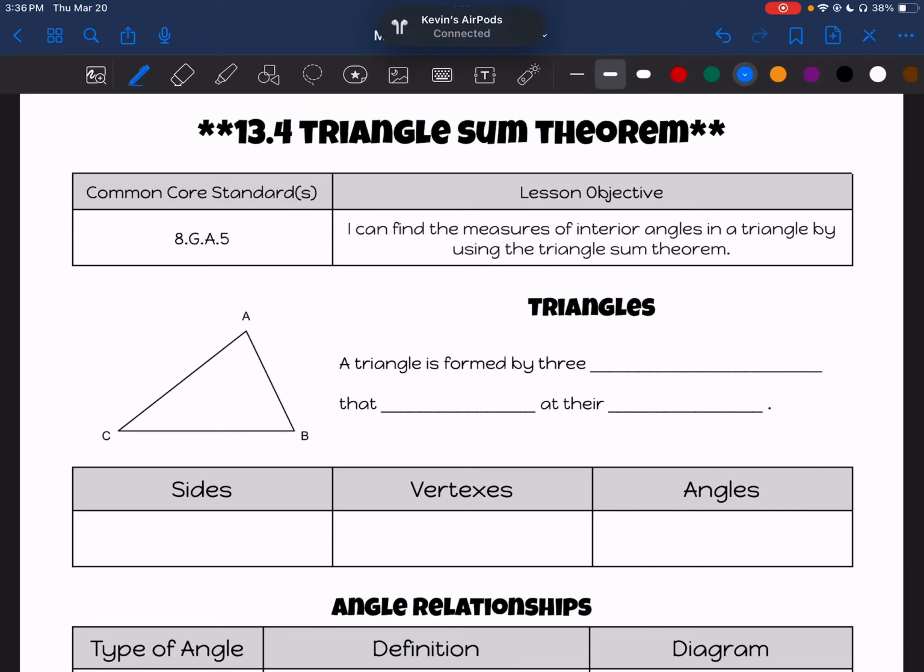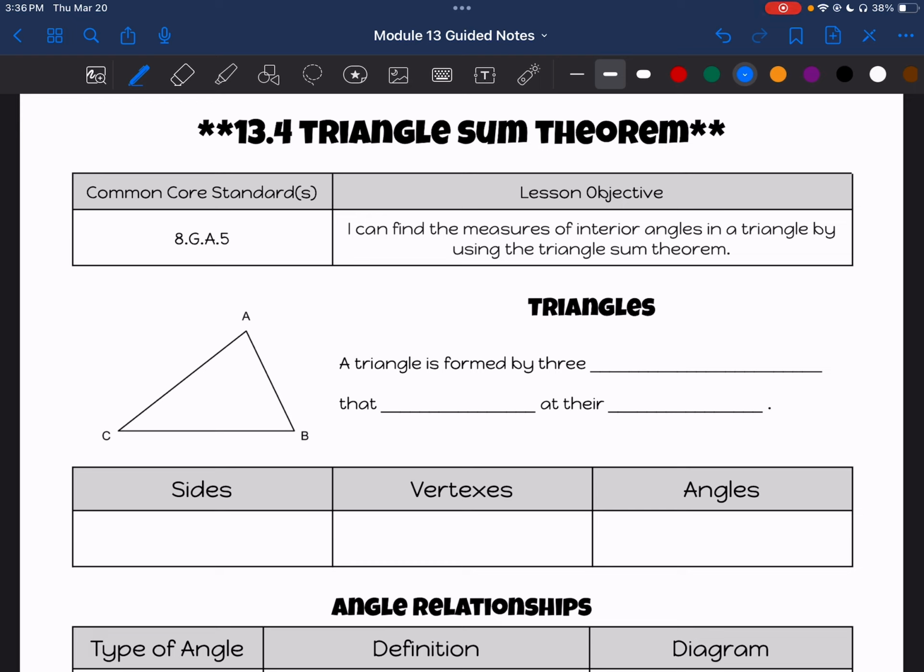Hello, and welcome to Module 13.4, Triangle Sum Theorem. Our objective for today is that I can find the measure of interior angles in a triangle by using the Triangle Sum Theorem. So, first of all, what is a triangle?